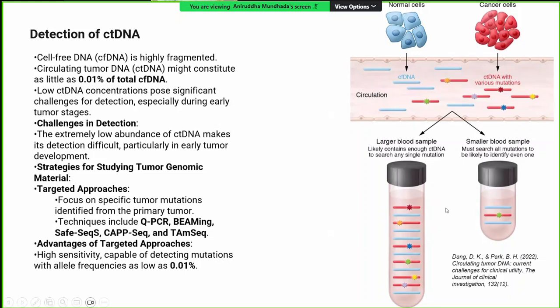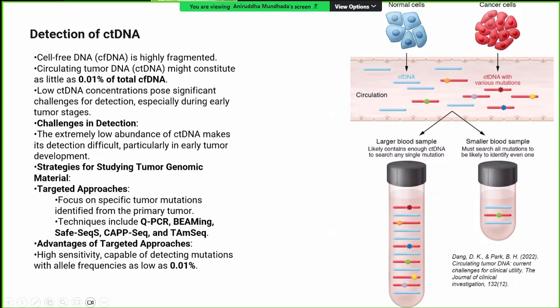So some other features: the ctDNA is highly fragmented, in that there are multiple mutations which lead to fragmentation of the template, and this constitutes less than 0.05 or 0.01% of the total cell-free DNA. For this scenario, we need a much larger blood sample to test for ctDNA as compared to the usual blood sample for any other assay, so that we get enough copy numbers of such ctDNA to test for it using the sequencing technologies available here.